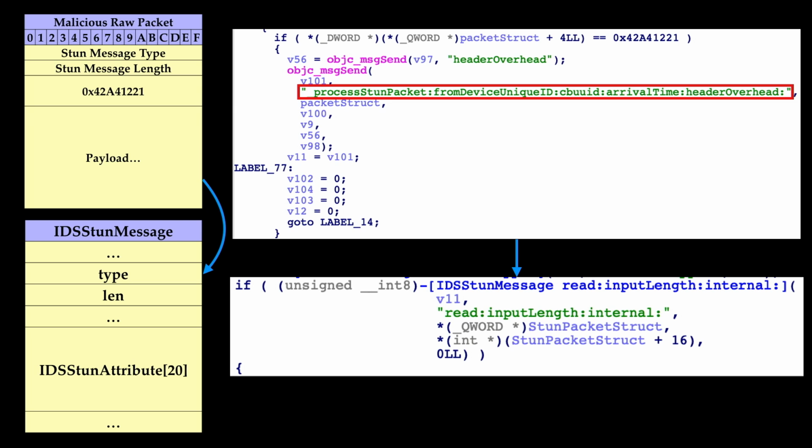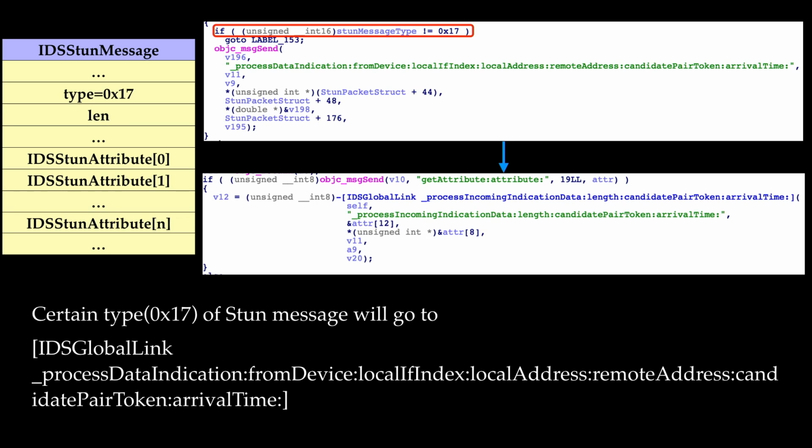It has a type and a length, and the IDS message may have at most 20 attributes. The attributes are just some buffer, just copied from the UTP payload. So basically they are totally under the attacker's control. According to the type of the IDS message, Identity Service D will continue to invoke different handler functions.